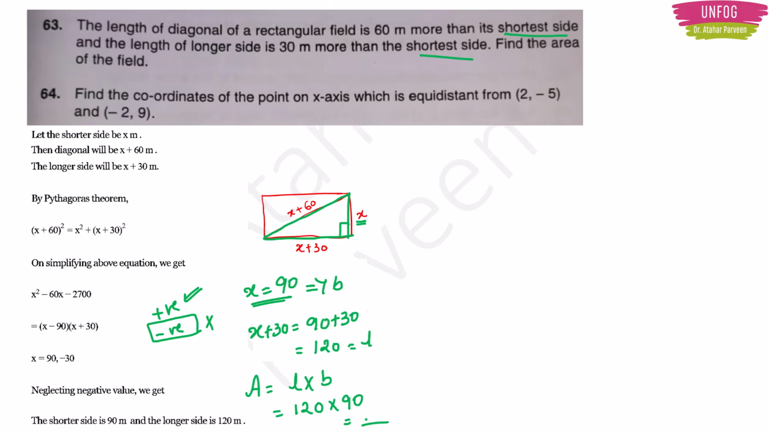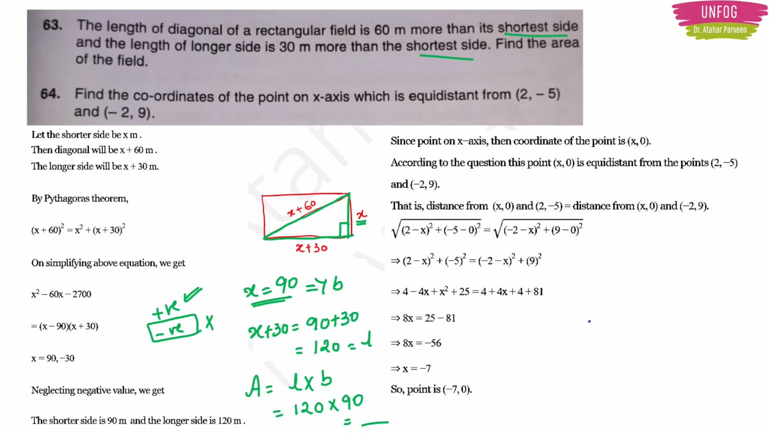Next, question number 64. It is a coordinate geometry question. Find the coordinates of the point on x-axis which is equidistant from (2, -5) and (-2, 9). Now this answer is going to be very simple if you understand the concept. Here they are telling that one point is there on the x-axis. So the coordinates of that point will be (x, 0), remember, because it is lying on the x-axis. So the y part will be 0.